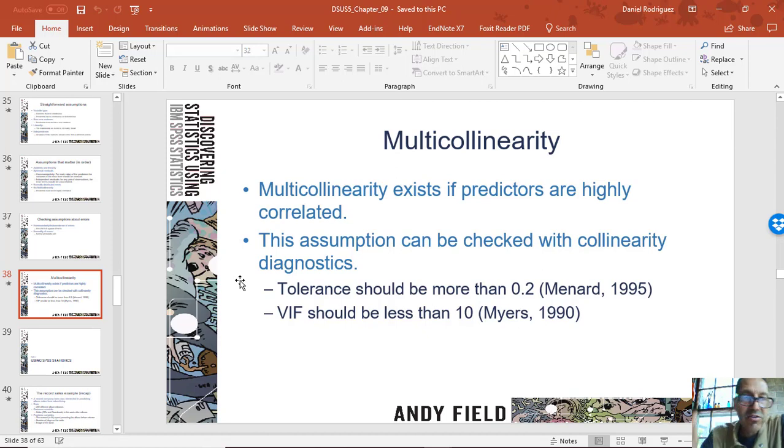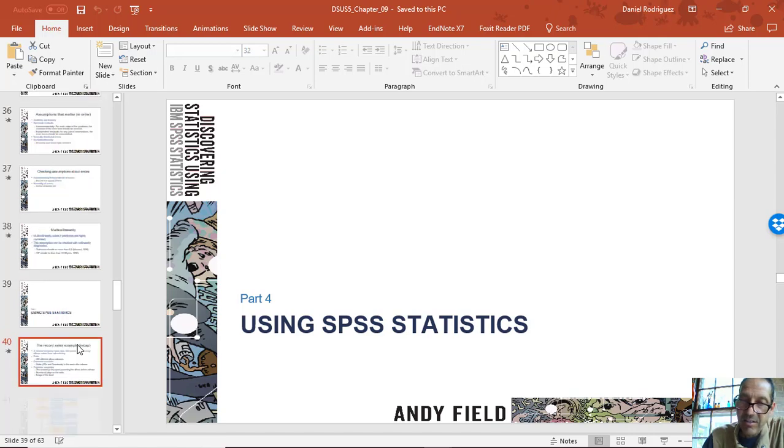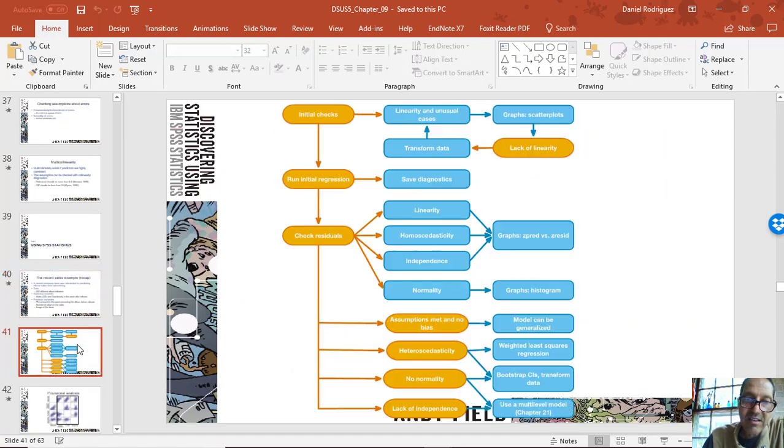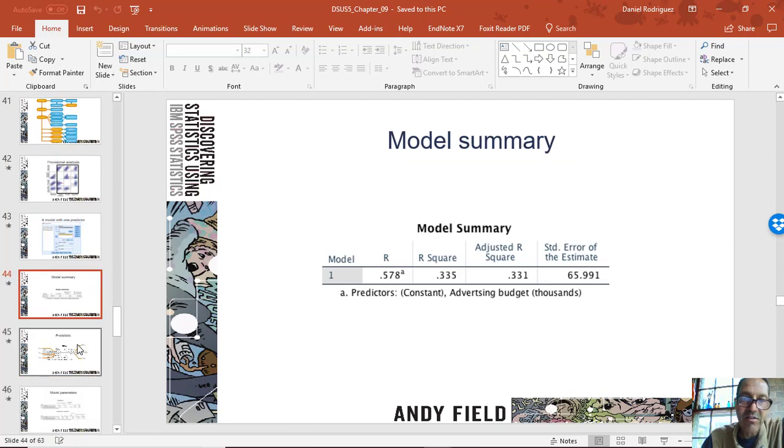So you'd like these multicollinearity statistics to be indicating that you don't have multicollinearity. Okay, so we have to analyze our data and do these diagnostics to see where we have any issues. I'm not going to go through all of this now because we can go through this one with SPSS, but here are some examples of what you get when you run analysis.